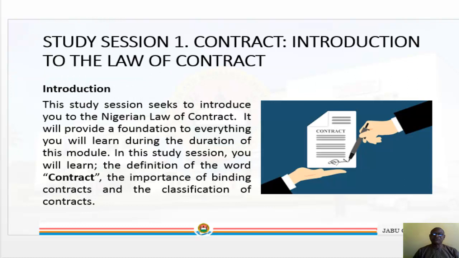Now, this is an introduction to the law of contract. This study session seeks to introduce you to the Nigerian law of contract. It will provide a foundation to everything you will learn for the duration of this module. In this session, you will learn: 1. The definition of the word contract. 2. The importance of binding contracts and the classification of contracts.